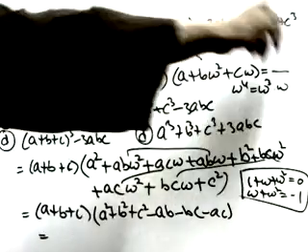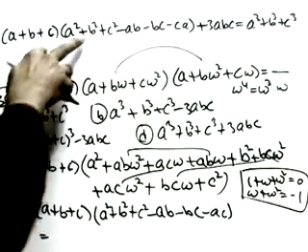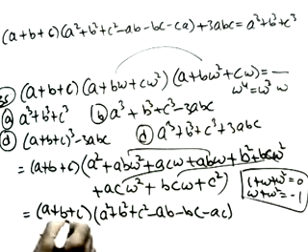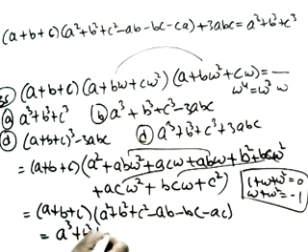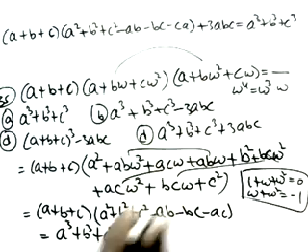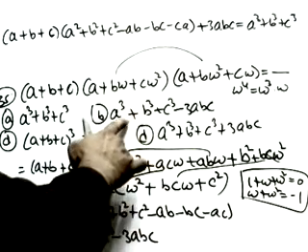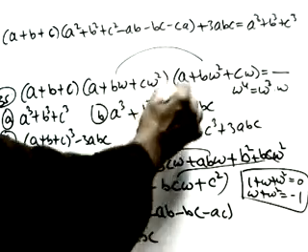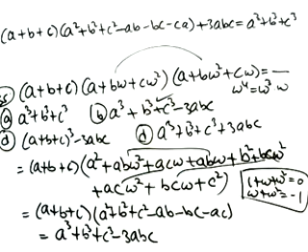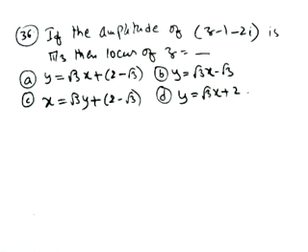Now we have just seen this formula, no? So you bring this 3abc to that side. Watch carefully. Now bring this 3abc to that side, that will become a cube plus b cube plus c cube, and on the other side minus 3abc. So which is the formula? This is the answer: a cube plus b cube plus c cube minus 3abc.